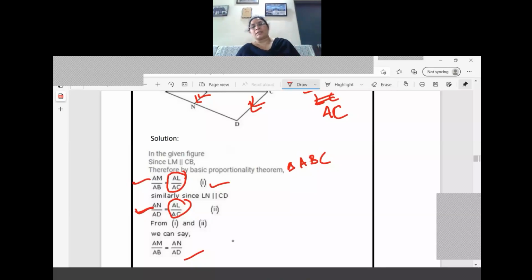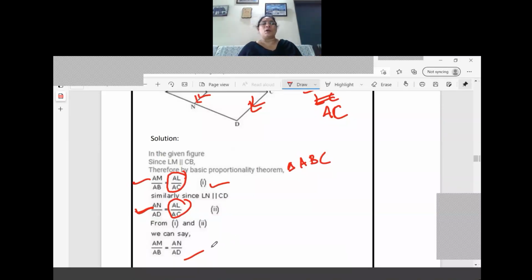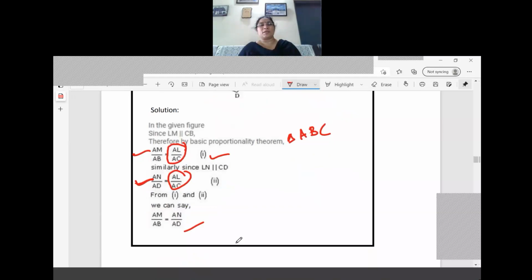So after writing the first and second equation, what do you observe there? You observe that both right hand sides are the same, so the left hand sides are also equal. AM by AB equal to AN by AD, hence proved. I think the question is very clear to you.